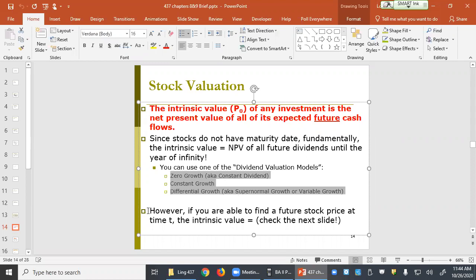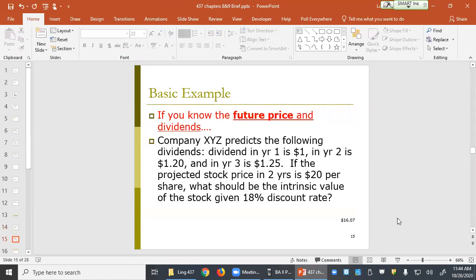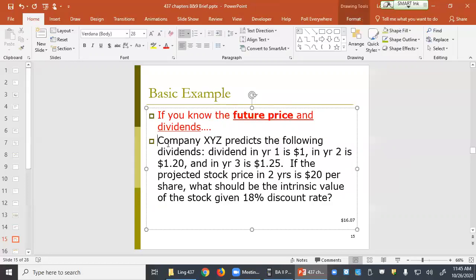So when you have not just the dividend information, but you're also able to obtain a future stock price, then your calculation for P0 is simplified. Let's look at this numerical example. If you know not just the dividend information, but you also know a future stock price, whether it is in year 2, year 3, or year 10, at some future date, then we can assume this. But before I tell you that, let's look at this numerical example.